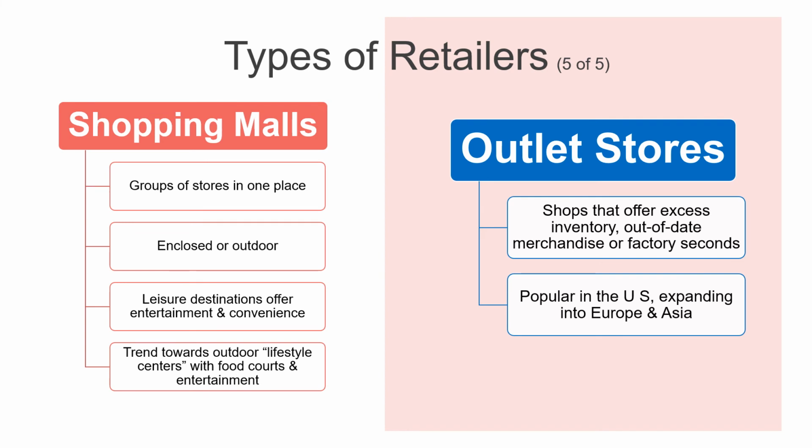The types of retail continue with the shopping mall. A shopping mall consists of a group of stores in one place, enclosed or outdoor. Leisure destinations offer entertainment and convenience. The trend is outdoor lifestyle centers with food courts and entertainment.